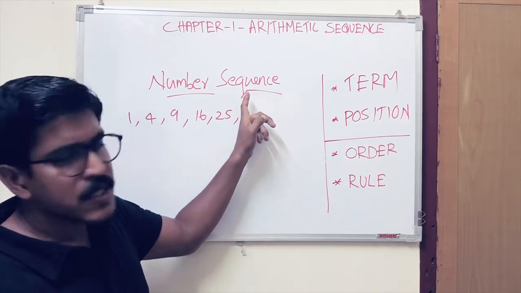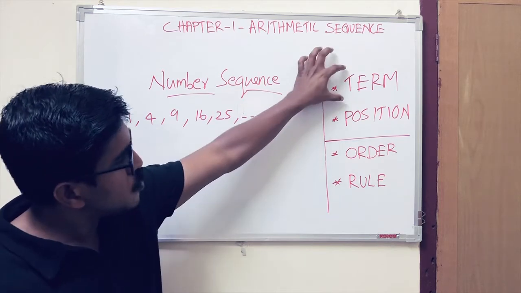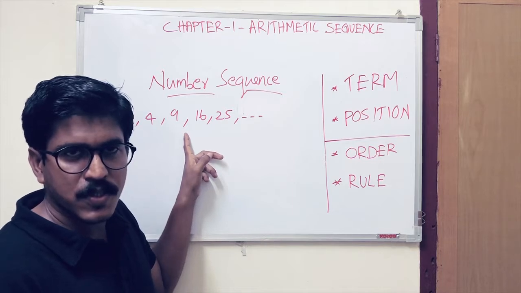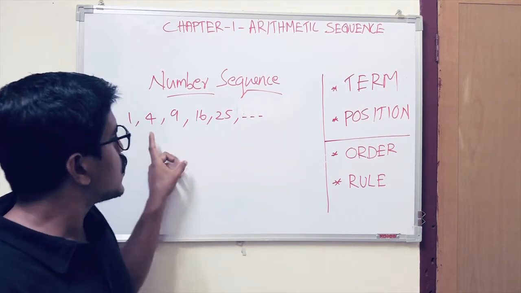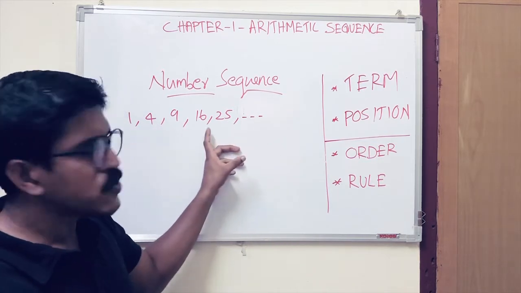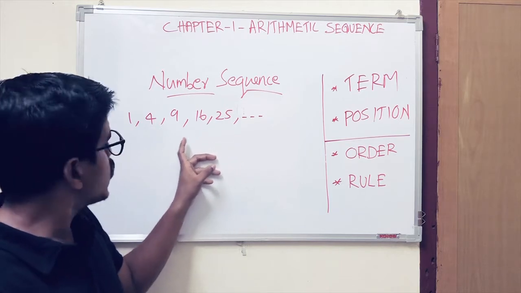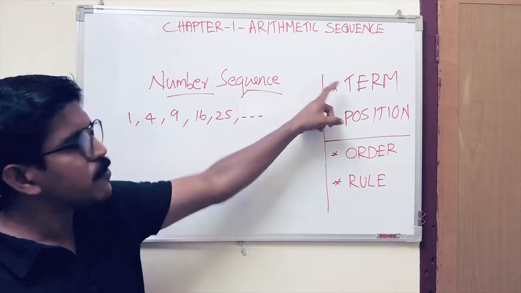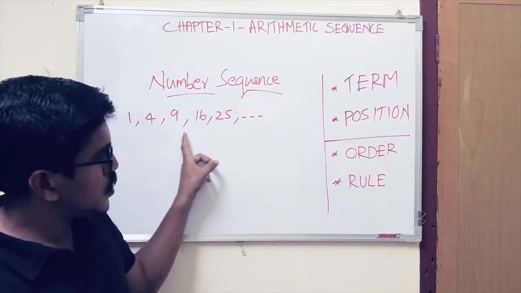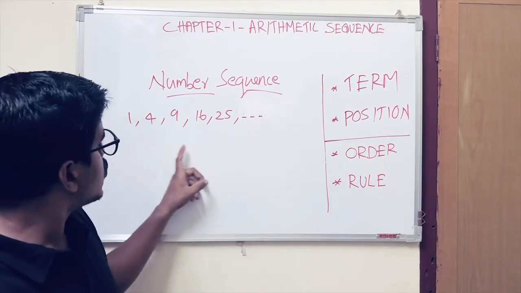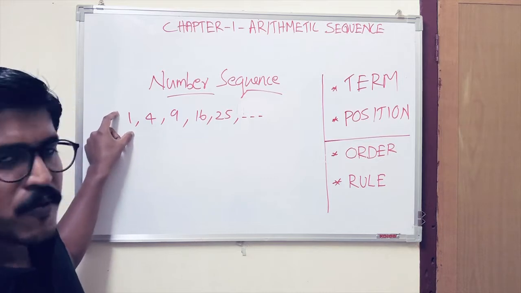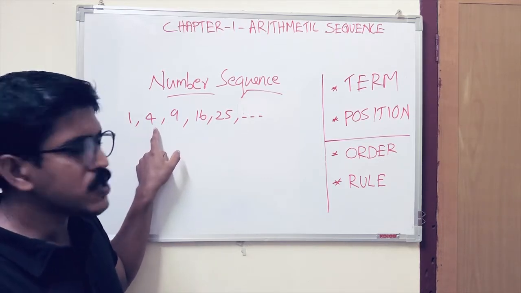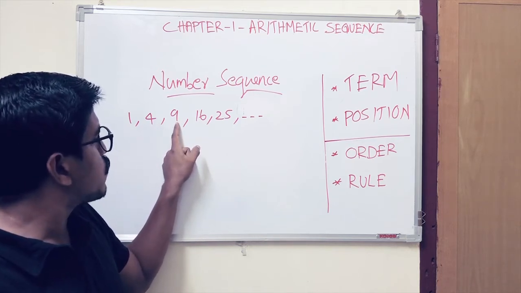Before entering into the detailed study of number sequence, all should know the term and position of a particular set of numbers. The terms are nothing but the numbers or the elements of a particular set of numbers. Here 1, 4, 9, 16, 25 are the terms of this set of numbers. And the positions are where the number stands. The number 1 is in the first position, 4 is in the second, 9 is in the third position, and so on.